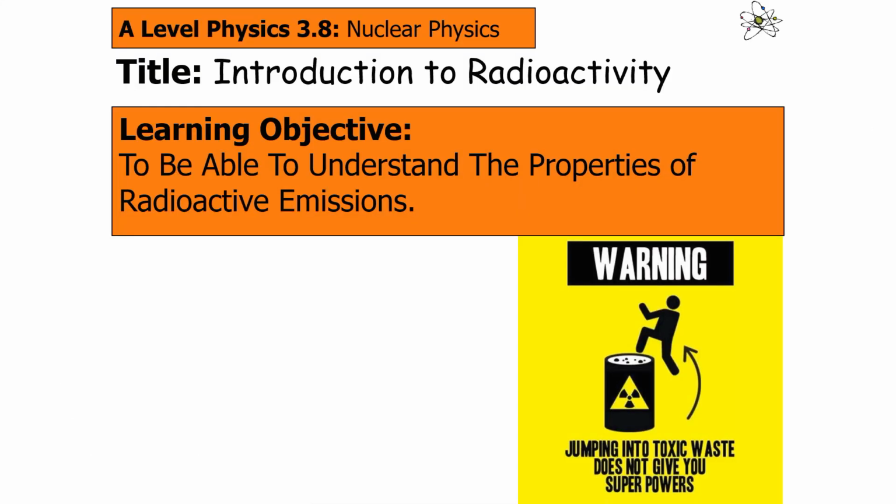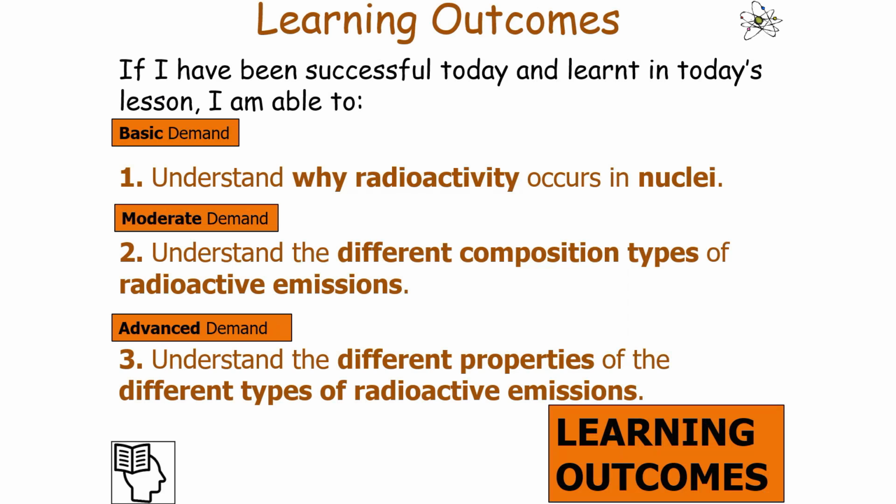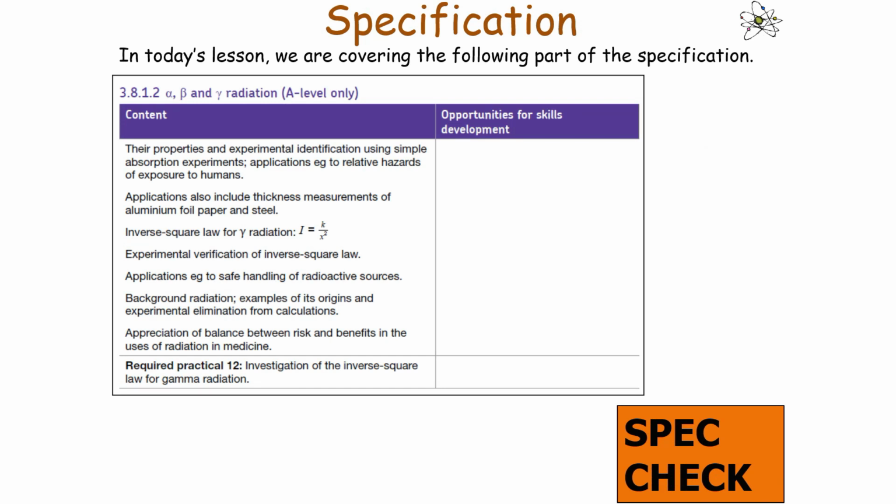of radioactive emissions. So if we've been successful and learned in today's lesson, we should be able to understand why radioactivity occurs in nuclei, understand the different compositions of the types of radioactive emissions, and then understand the different properties of the different types of radioactive emissions, which links into the following part of the AQA A-level physics specification 3.8.1.2: alpha, beta and gamma radiation.